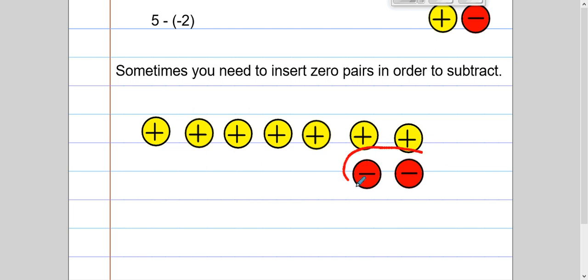So I'm only going to take away what they asked me to, which is the negatives. I'm going to leave behind the positive portion of those zero pairs. And what's remaining is my answer. 1, 2, 3, 4, 5, 6, 7. So the answer would be positive 7.